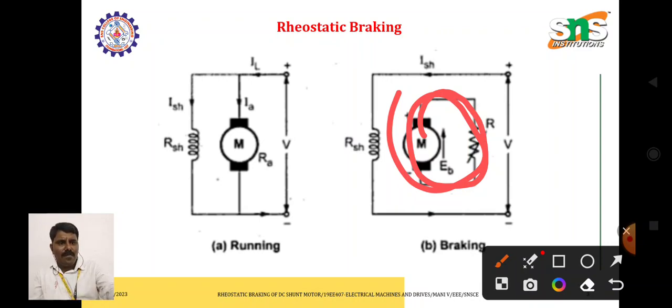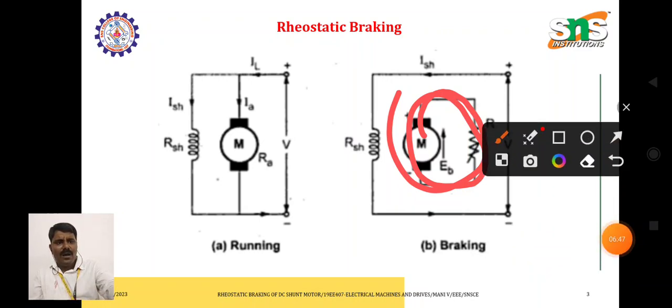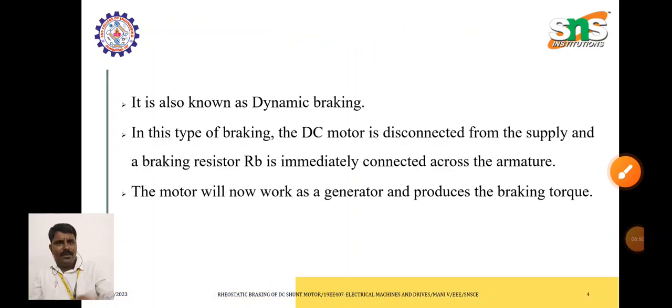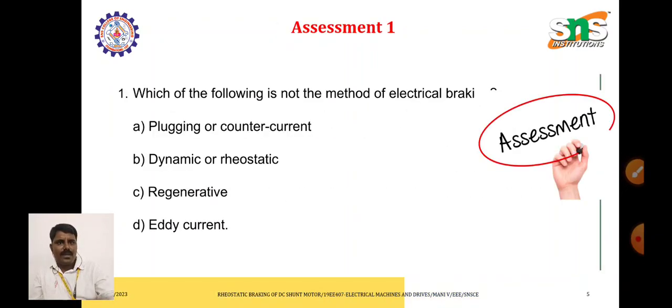And this is the rheostatic braking. Okay. And this is assessment 1. Which of the following is not a method of electrical braking? Number 1, plugging, which may also be called counter current braking. Second, rheostatic braking, which may be called dynamic braking. Third is regenerative braking, and fourth is eddy current braking. Can you guess which one is not an electrical braking method? Put your answer in the comment section.